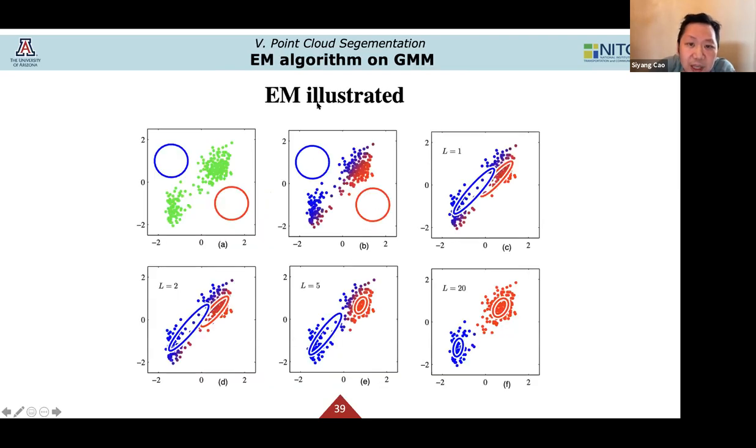This is an illustration of the EM algorithm. We have points. We first assume some centroid, or some Gaussian distribution, so that the points may be separated into these two classes. Then we do one iteration, it goes to here, two iterations, three, five iterations, 20 iterations, until it converges.